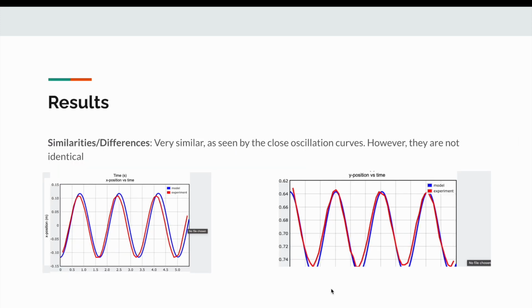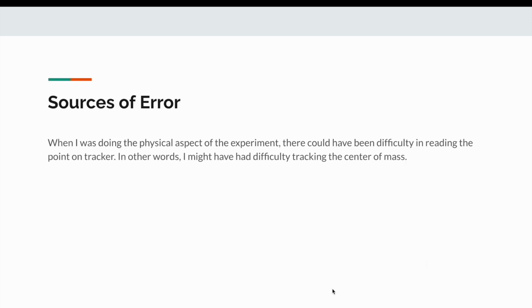As seen in the figure, my computational results closely mirrored my observed results from Tracker. However, while they are very similar, they are not identical. Most likely, the biggest source of error comes from the physical aspect of the experiment, where I couldn't really find the center of mass very easily with Tracker. In other words, I might have had difficulty tracking the center of mass.